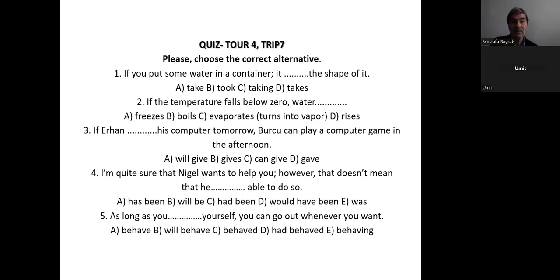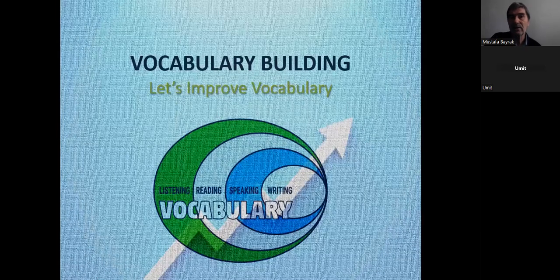B is true. 5, as long as you blank yourself, you can go out whenever you want. Behave, will behave, behaved, had behaved, behaving. Of course, A is true. As long as you behave, present tense. You behave yourself, you can go out whenever you want. Yes. Be yourself, behave yourself.